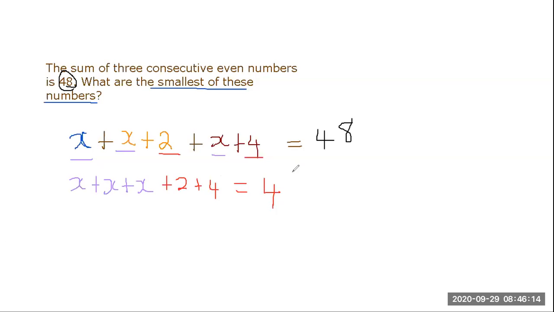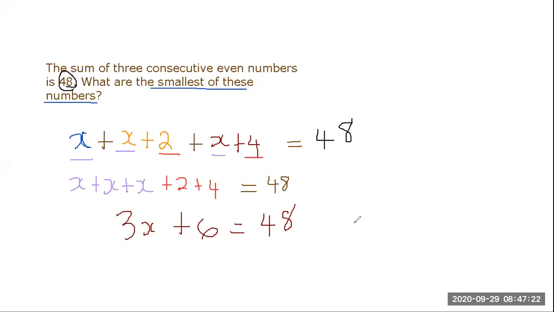is equal to 48. So now this is 3x plus, because x plus x plus x is 3x. 3x plus 6, all this is equal to 48. Then we would continue and solve for x.